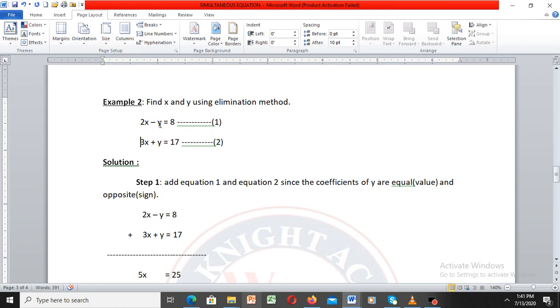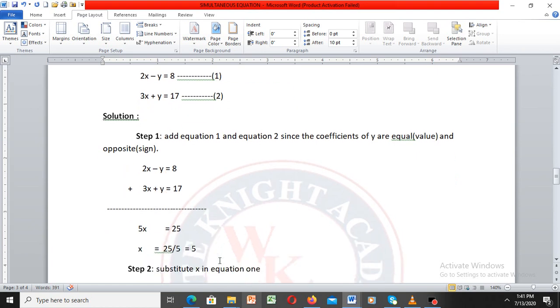But in this case, we have been given the coefficient of y equal. They are equal in value, but the signs are different. And the reason why we are adding is because the signs are different. So we go ahead, and you see a plus sign. Then when you add 3x to 2x, it gives you 5x. Then minus y plus y will give you 0. It will cancel out automatically.